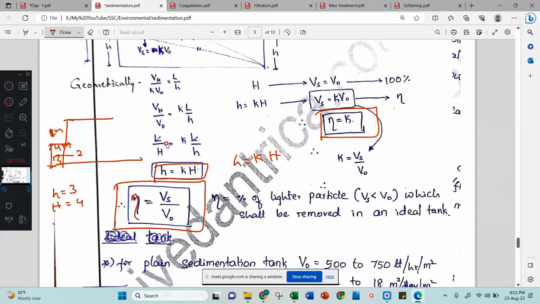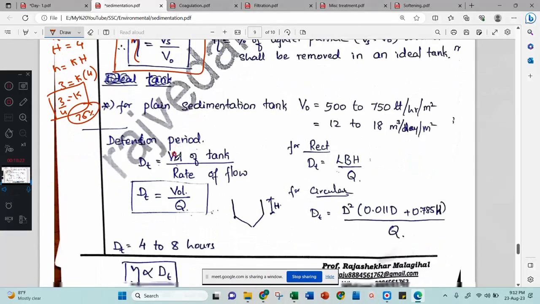Then substitute here, h is equal to K into H. Small h is 3, then K into 4. Then K equal to 3 by 4, which means 75%. Now I can say that the efficiency of the sedimentation tank removing the smaller particles is 75%. Very easy. All the theory whatever I explained will fit into this. Right?